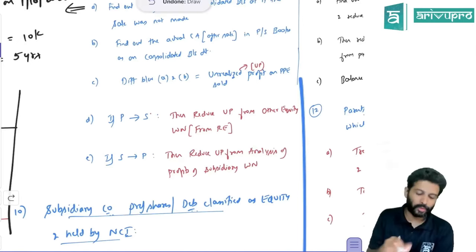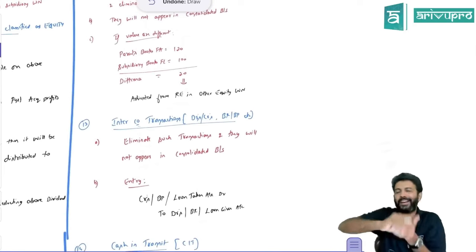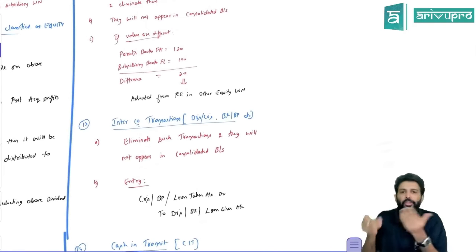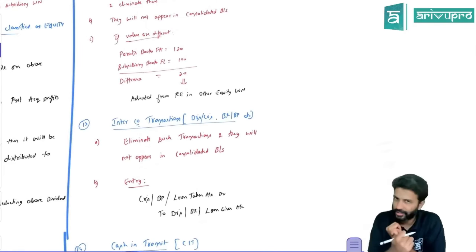Then if you have any intercompany transaction, meaning debtor, creditor. If the parent has sold goods to the subsidiary and has not yet collected the money, the parent will show this as a debtor, and the subsidiary has purchased the goods. That means they have to pay, so they will show it as a creditor. One company is showing it as a debtor, another company is showing it as a creditor. As long as there are two separate companies, that is fine.